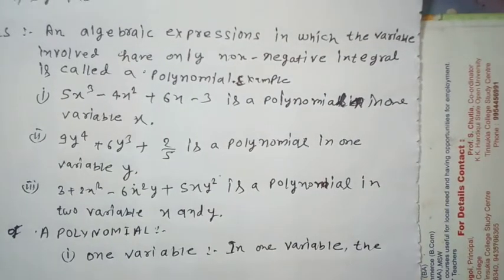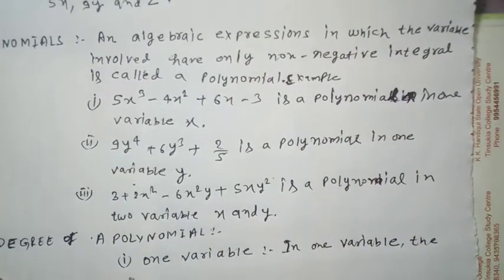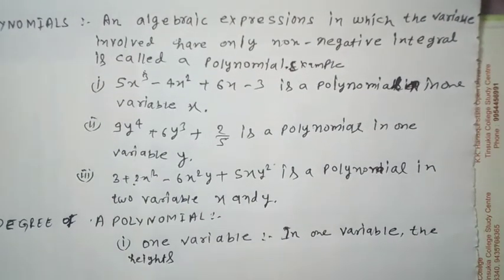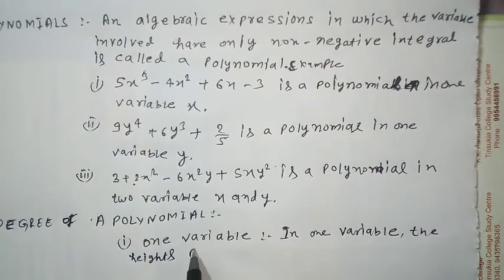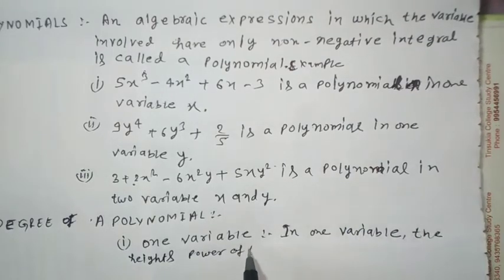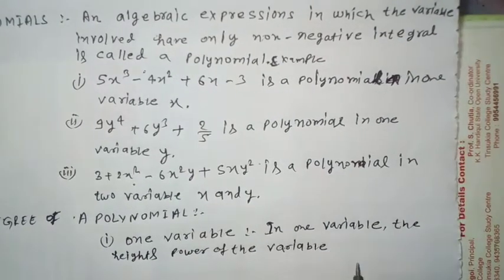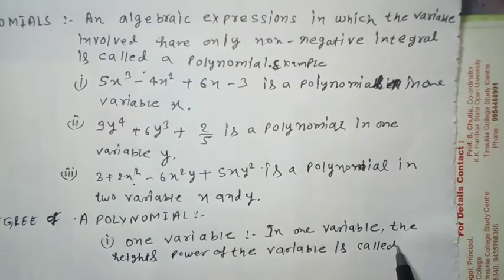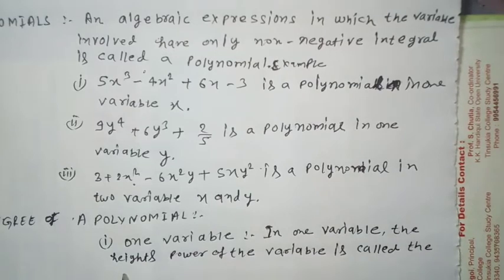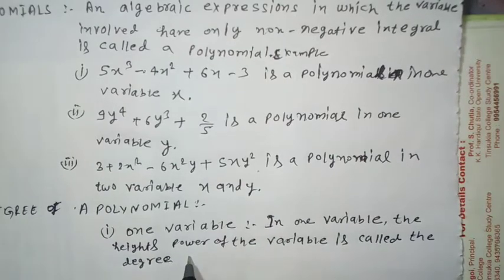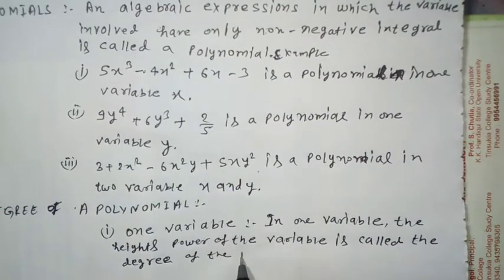the highest power of the variable is called the degree of the polynomial in one variable.